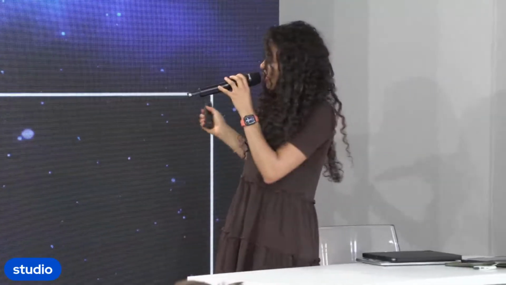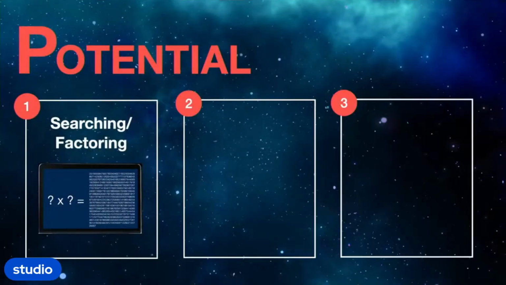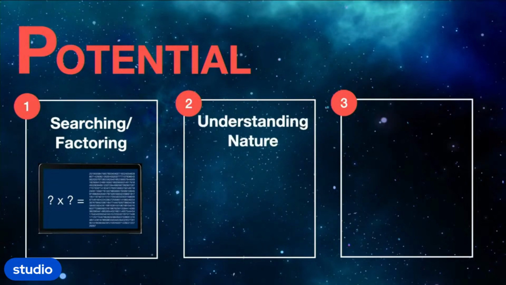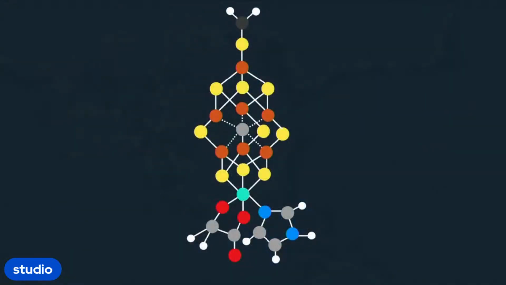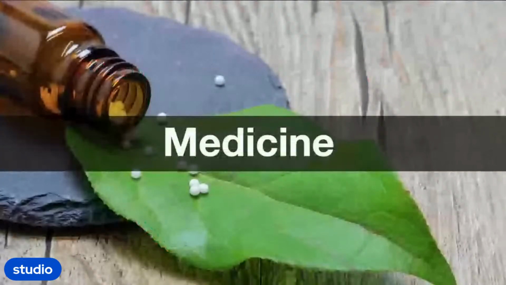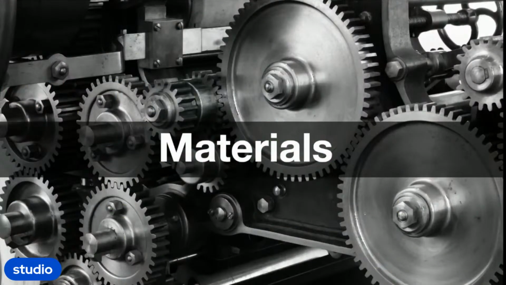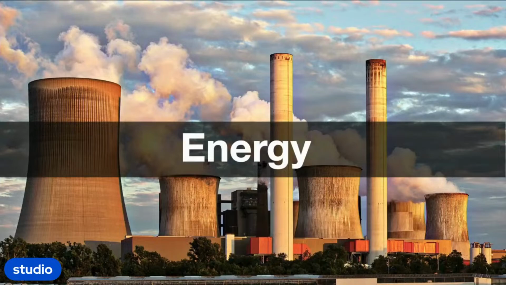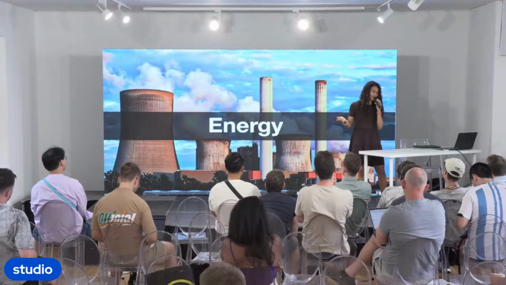The others I'm going to brush over, but a big one is understanding nature. Everything around us is made of atoms and molecules, and they all follow the laws of quantum physics. So a quantum computer can basically simulate anything in nature more efficiently than our normal computers. That could impact medicine, materials, energy, and of course these would all have an impact on Web3 as well.